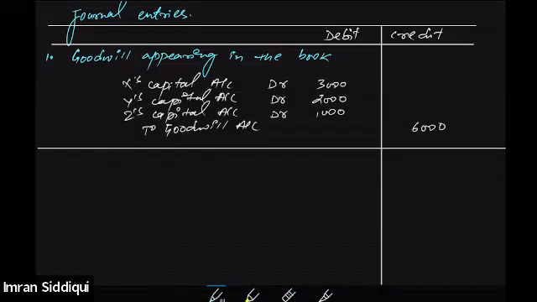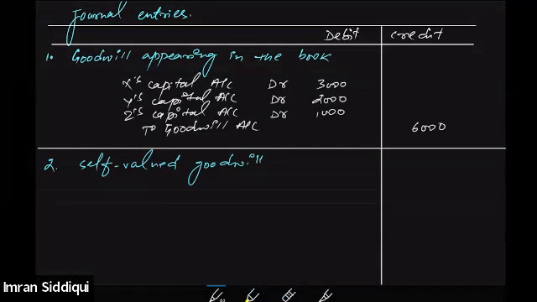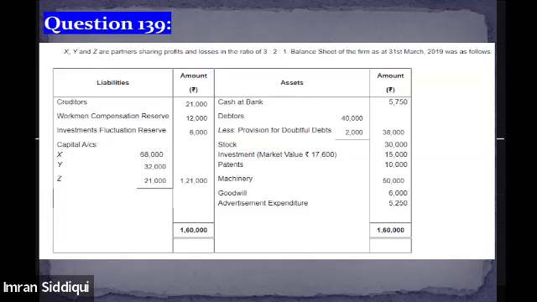Yes, sir. Okay. Then we will do the journal entry for the second type of goodwill, that is self-valued goodwill. For this, the journal entry is gaining partners' capital account debit to sacrificing partners' capital account. Now see, in this question, it is written that Z is retiring from the partnership and X and Y will be continuing the partnership.